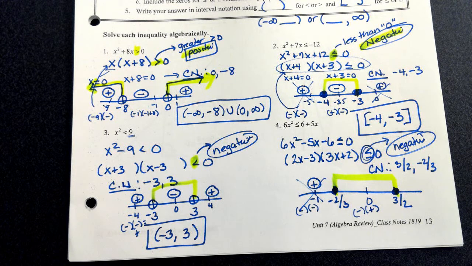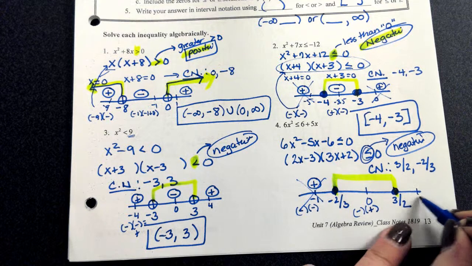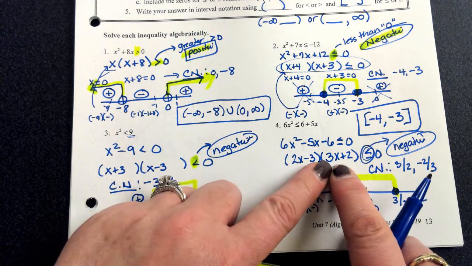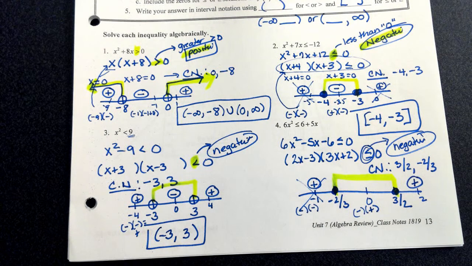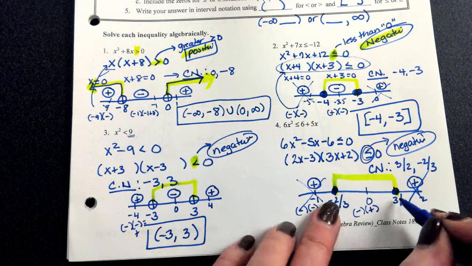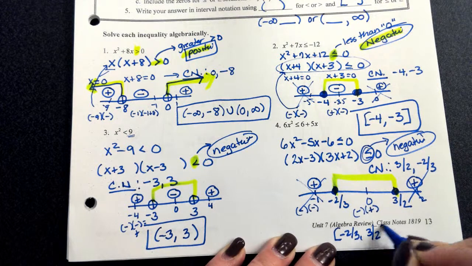So I know I'm going to have solutions between negative 2/3 and 3/2. So what is a number greater than 3/2? A number greater than 3/2 would be 2. 2 times 2 is 4. 4 minus 3 is positive. 3 times 2 is 6. 6 plus 2 is positive. So that's going to be another positive interval. So no solutions there. Because they're closed, I know I'm going to go from negative 2/3 to 3/2.